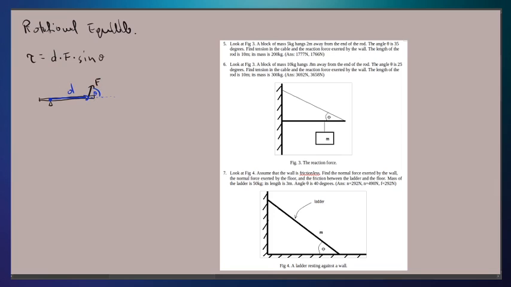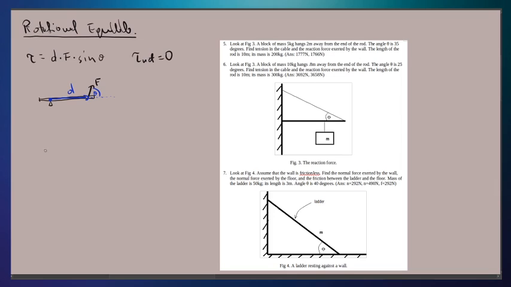The other equation you have, for rotational equilibrium specifically, is that the net torque, the sum of all of the torques, is 0. And then there's a convention about positive and negative signs for the torque.